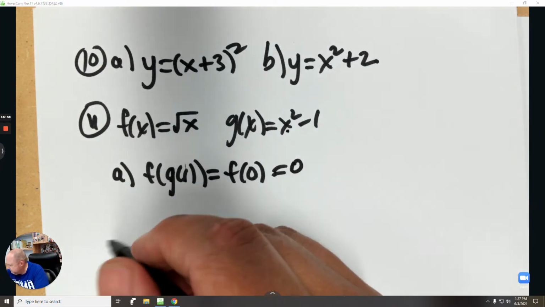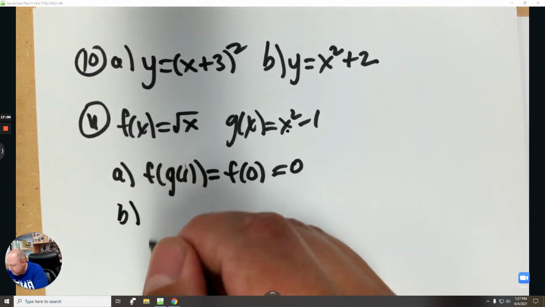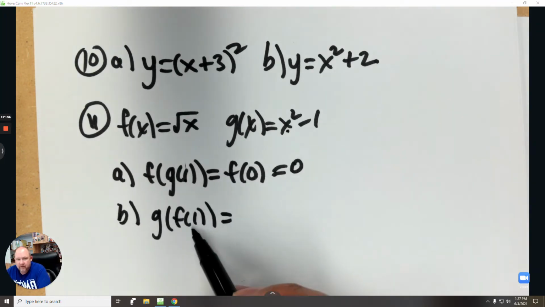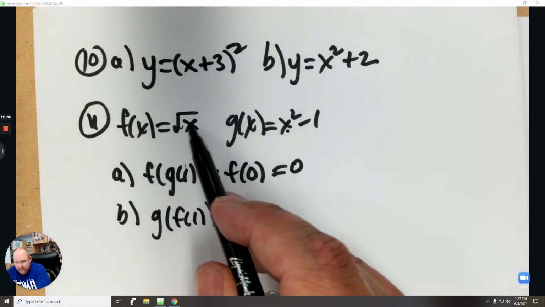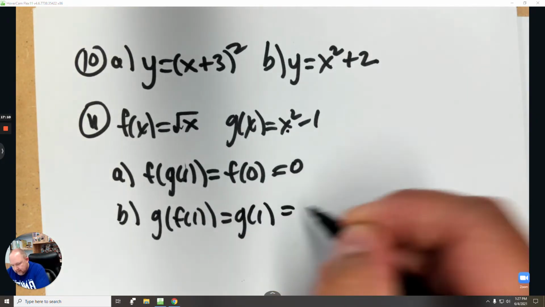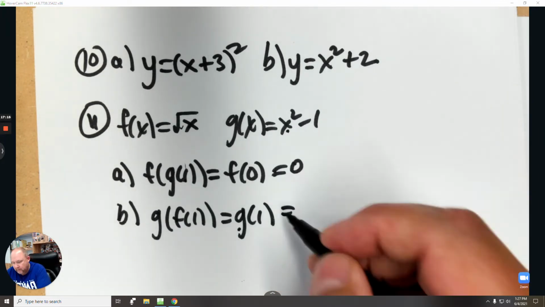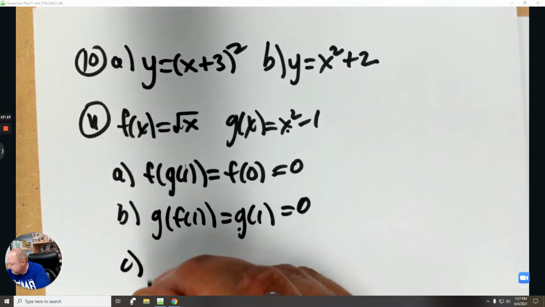B, g at f at 1. Remember, start inside. So start with the f evaluated at 1. So the square root of 1 is 1. And then go to the g function and plug in 1. 1 squared is 1, take away 1, and the answer is 0. Part C.